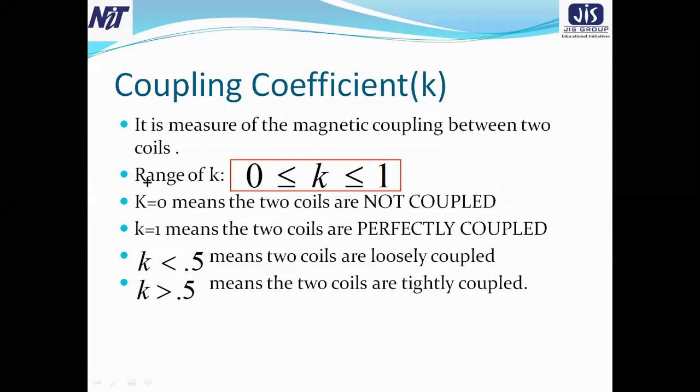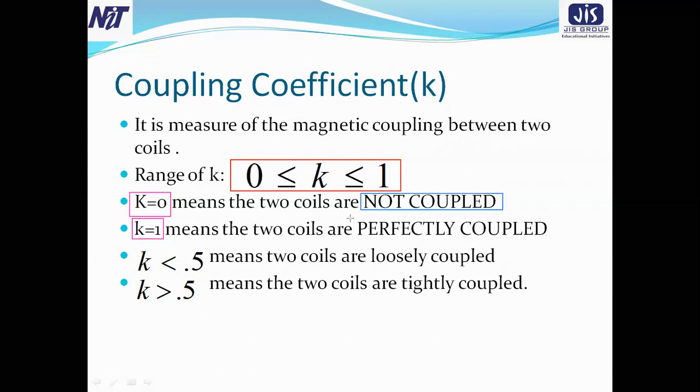For K equals 0, for K equals 1, what will happen? For 0, not coupled, but if it is 1 then perfectly coupled. You can find this type of question as an MCQ. If the value of K equals 1, then the two coils will be perfectly coupled. If the value of K is 0, K being the coupling coefficient, then they are not coupled.